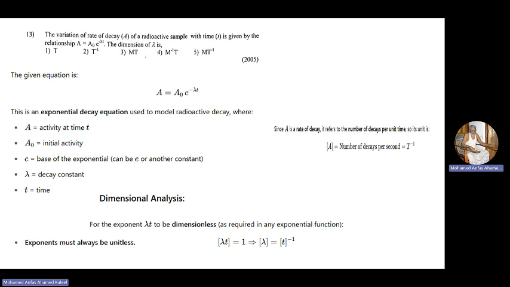The 13th question. The variation of the rate of decay A of a radioactive sample with time t is given by the relationship A equals A naught into e to the power minus lambda t. The dimension of lambda is what they want to know.